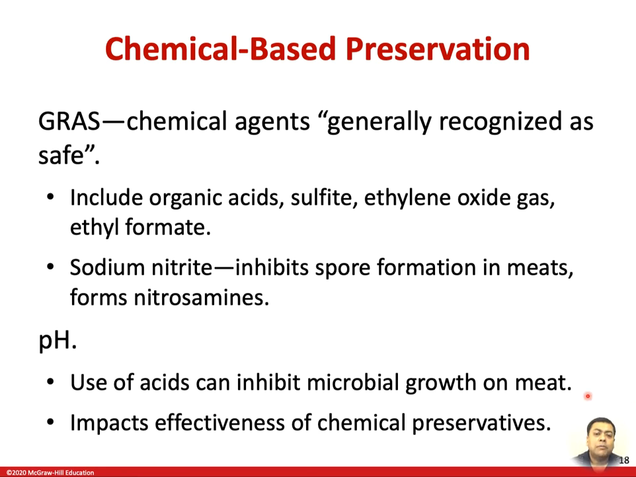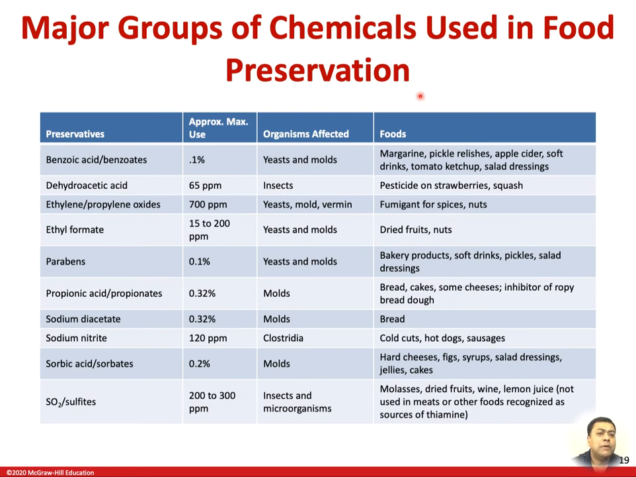Also, there is a common product, citric acid preservation, and this is routinely used in home canning products when we make canned products at home as well, and these are readily available in supermarkets. So here is a major group of chemicals used in food preservation, and you do not have to memorize all of them. Just have an overall idea of what the different types are. Benzoic acid or benzoate at 0.1% also prevents the growth of yeast and molds, and you can see margarine, pickles, relishes, these are where the benzoic acid or benzoates are used.